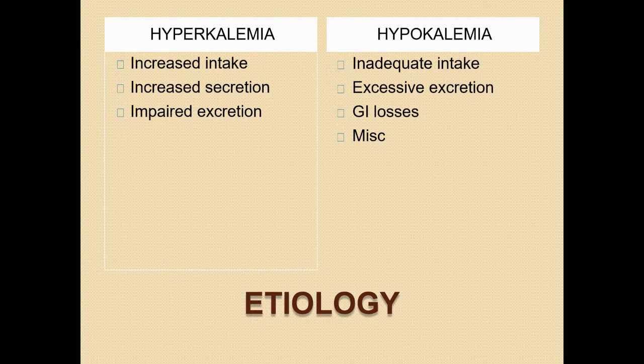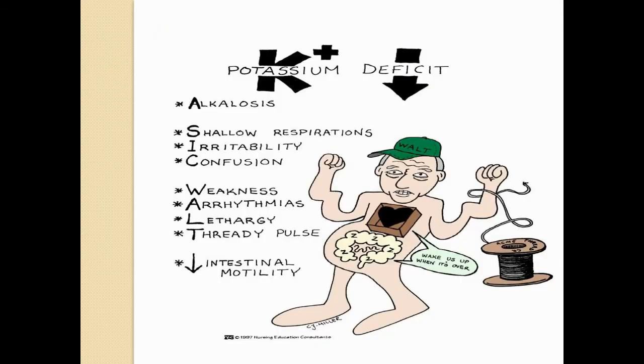In what conditions will you get hypokalemia? It includes inadequate intake, excessive excretion, GI losses, and miscellaneous causes. This is the most important thing: if the potassium is decreased, what happens? Number one, and most important, it leads to alkalosis.